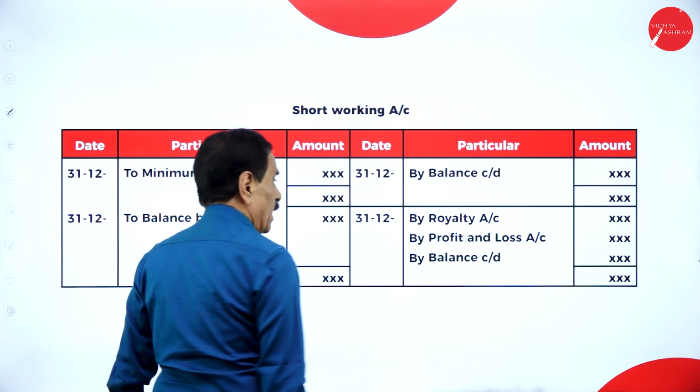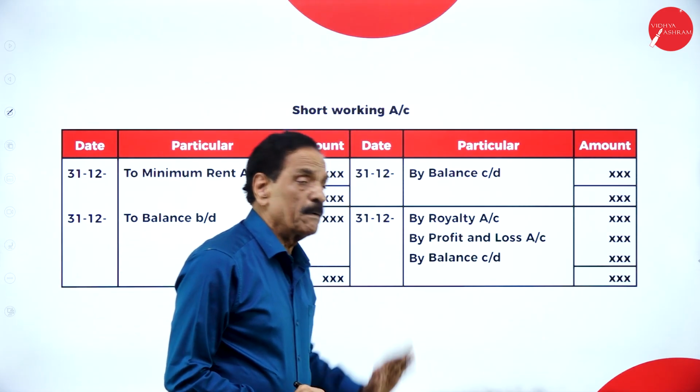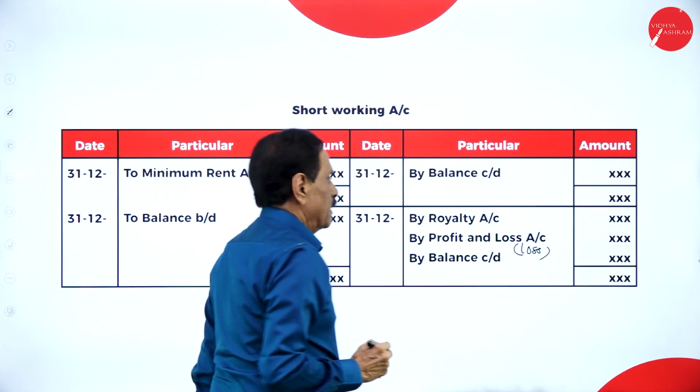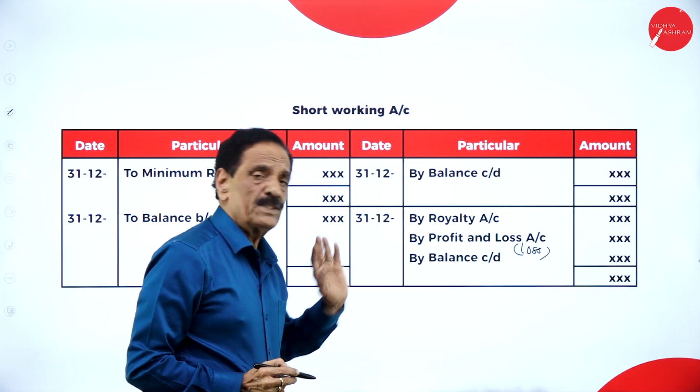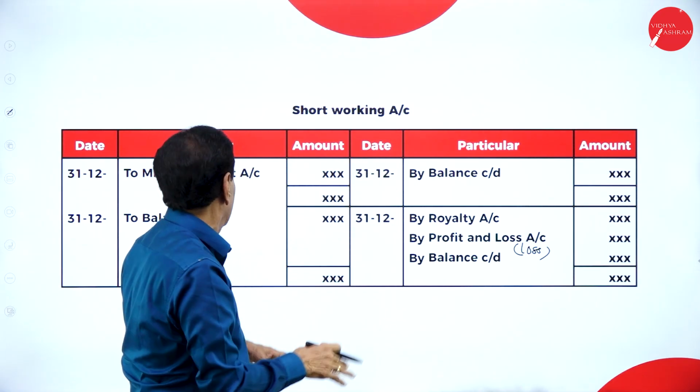Now recover, if the royalty is more, by royalty, how much would not be recovered? By profit and loss account. This is nothing but a loss. Then by balance carried down, brought down, next year it is going to be recovered. It's only a format.